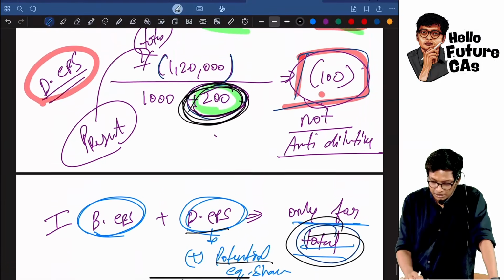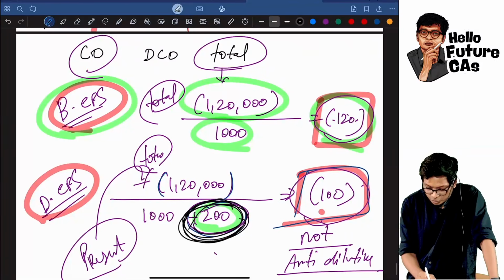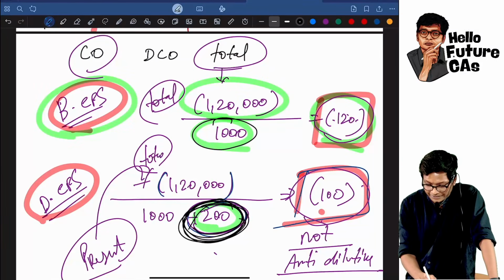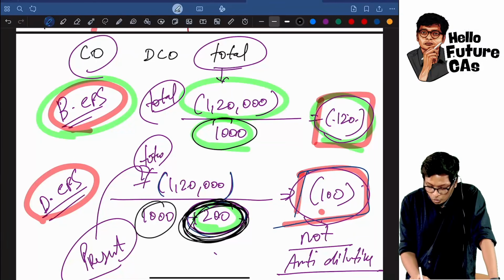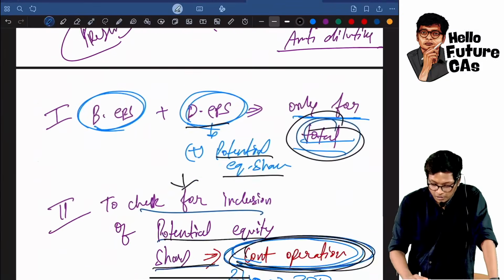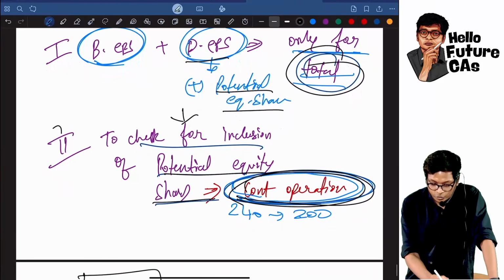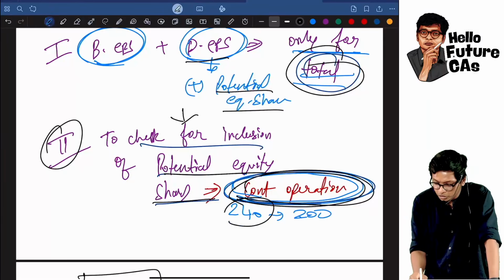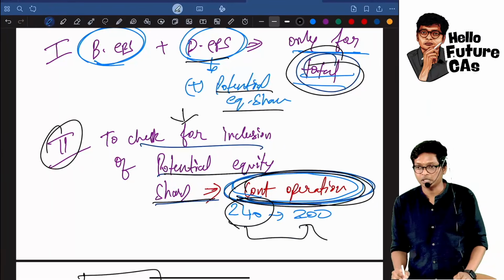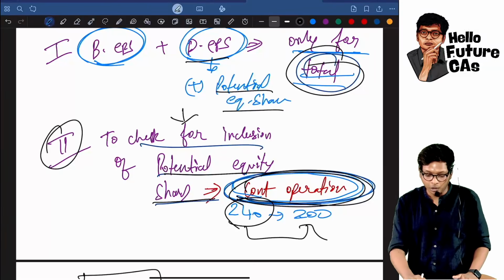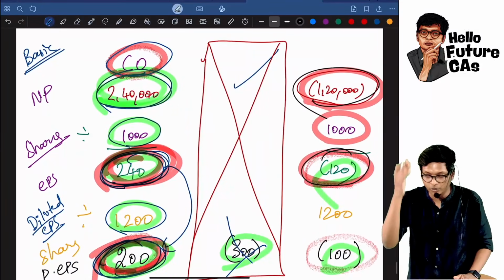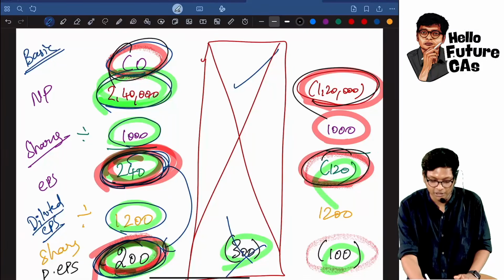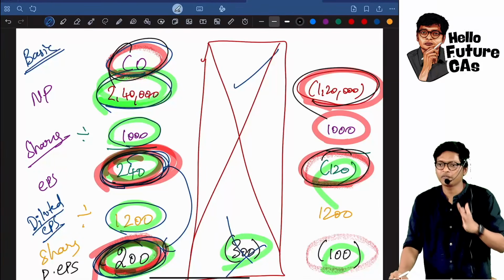Yeah, of course. In the denominator we are adding this 200. For normal EPS it is only 1000. In diluted it's 1000 plus 200. Whether you want to add this 200 or not, for that purpose only we go to step number 2. Are you getting it? Here I am adding because 240 is becoming 200. Are you clear, guys? How 240, 200 came? Many times I repeated over here. It's only the column for continuing operations. Are you all following, guys?